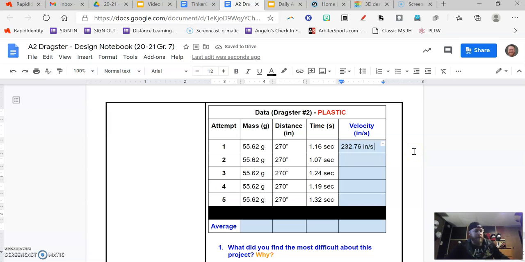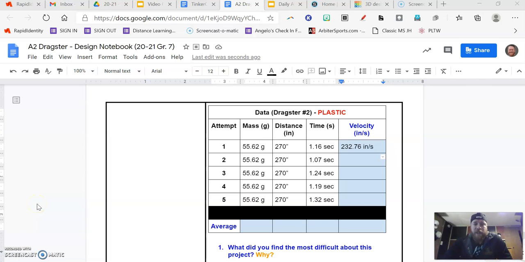So the velocity of the first plastic dragster run was 232.76 inches per second. So go ahead and do the same thing that you did in the chart above. Calculate all of the velocities for the 5 trials for the plastic dragster, and then calculate the averages. So go ahead and pause this video and calculate those now.